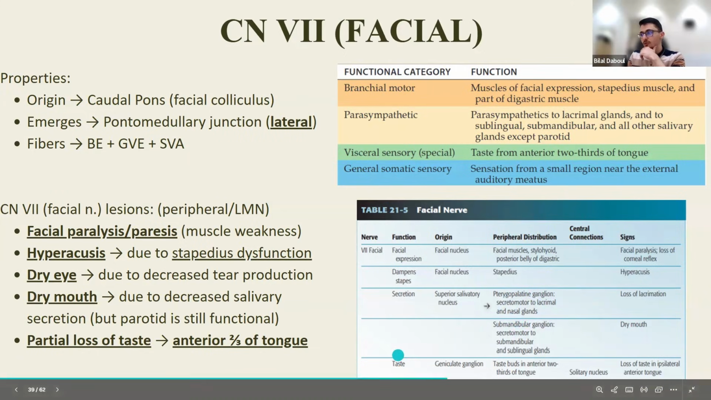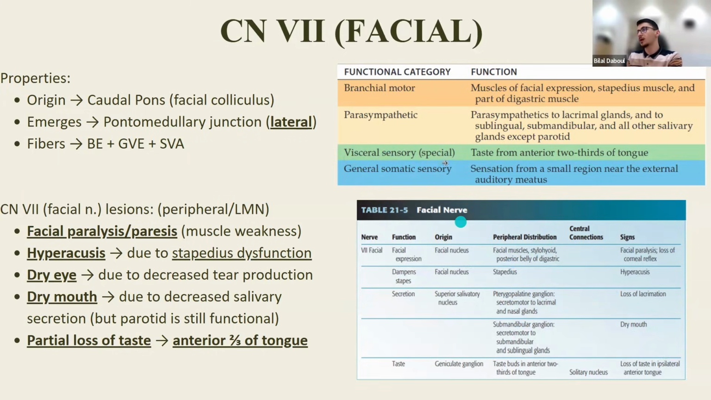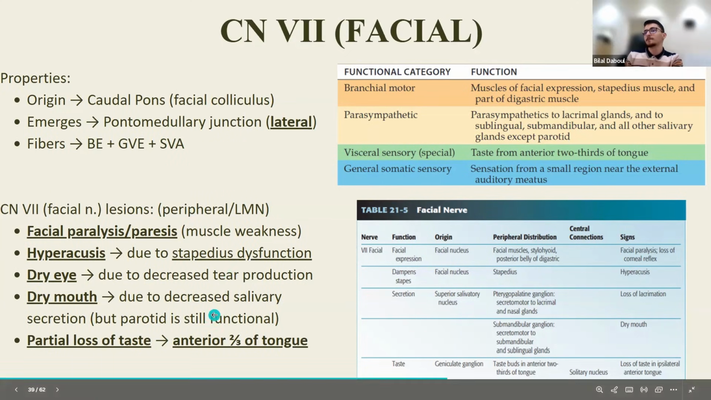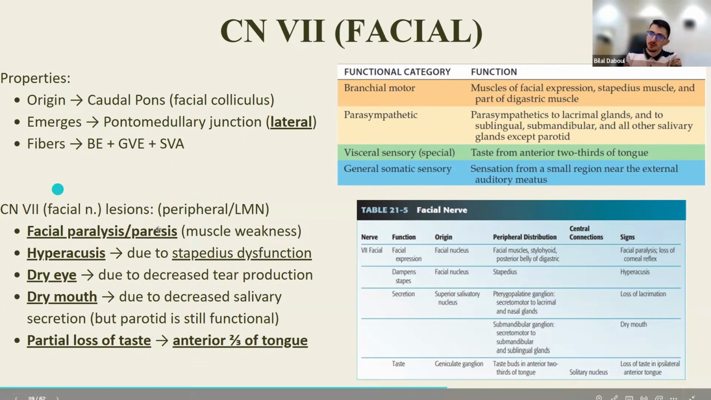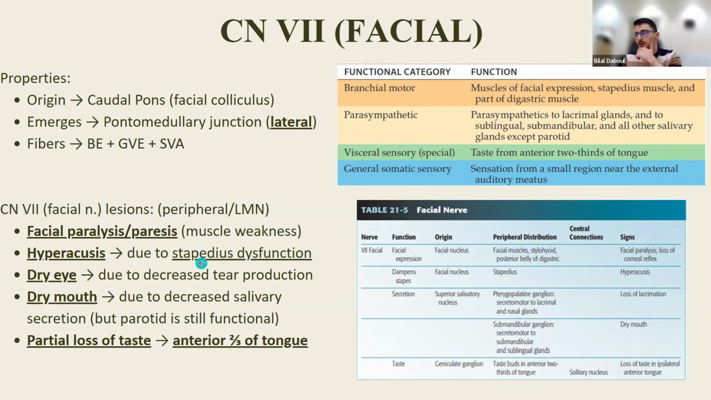Finally, we have the taste function. It projects to the rostral or upper solitary nucleus or nucleus tractus solitarius. You have loss of taste in the ipsilateral anterior tongue. Okay, that's it for facial nerve lesions or facial palsy, especially if the peripheral aspect is affected. So when you have a tumor that compresses the pontomedullary junction, the lateralmost aspect of it actually near the cerebellum, you would expect this type of picture. The most important, of course, clinical deficit would be facial paralysis because it's clearly visible. It's clearly evident, okay?